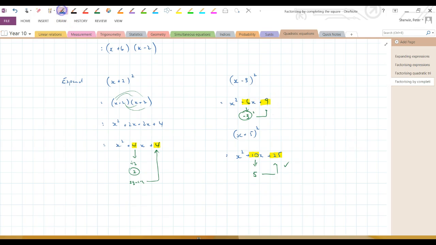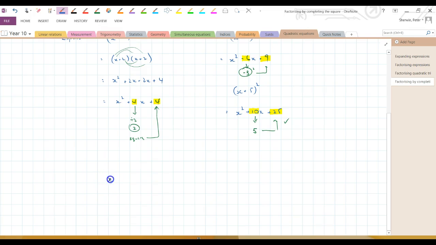If I put another example down here, x squared plus 8x, what has to go on the end to make a perfect square? Whatever I put in here has to be the square of half that number. So halve this, 4, square it, 16 goes in there. Okay, what goes in this place on the end here?